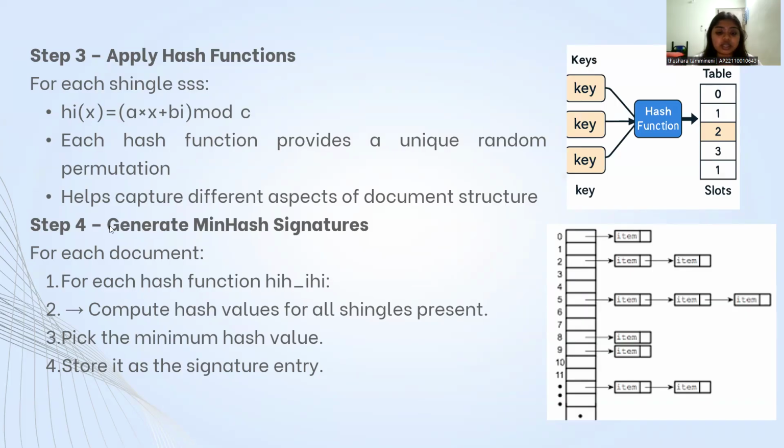Step 4. Generating MinHash signatures. For every document and hash function, we calculate hash values for all its shingles. Then we pick the minimum value, hence the name MinHash. The minimum value becomes that document's signature entry. Repeating this with many hash functions gives us a short signature vector for each document.